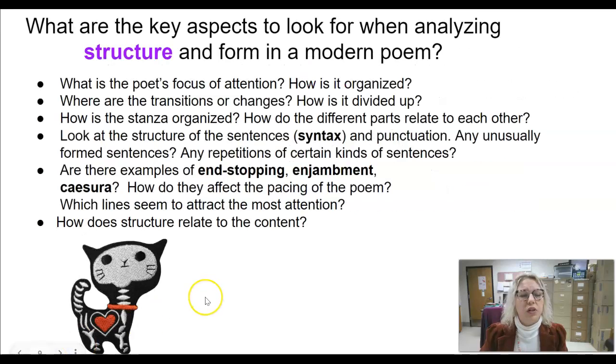For structure, we're looking at what is the poet's focus of attention? How is it organized? Where are the transitions or changes? How is it divided up? How is the stanza organized? All of these different things that we've already looked at. How do all of the different pieces relate to each other? How are the sentences structured? Are there any repetitions of certain kinds of sentences? End stopping, enjambment, caesura, where are those? And how does structure relate to the content?